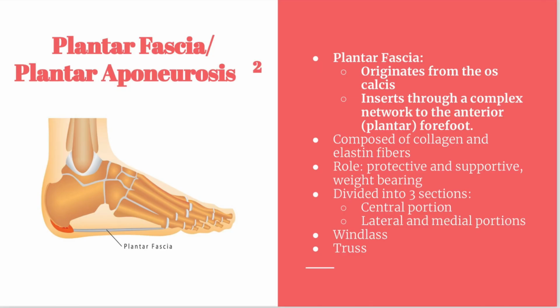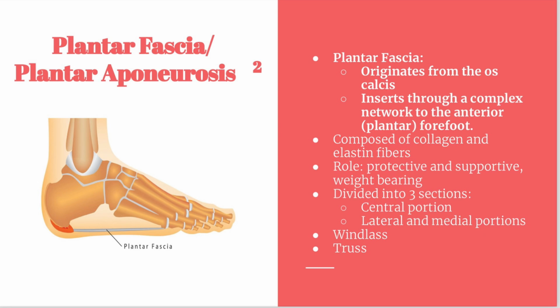The terms plantar fascia and plantar aponeurosis are often used interchangeably, although strictly speaking, only the central part of the plantar fascia is extensively aponeurotic. The plantar fascia is an investing fascial layer of the foot's anterior, also known as plantar, aspect that originates from the os calcis and inserts through a complex network to the anterior forefoot. It's a tough fibrous layer composed of both collagen and elastin fibers. It serves a supportive and protective role, and it is also involved in the weight-bearing function of the foot.